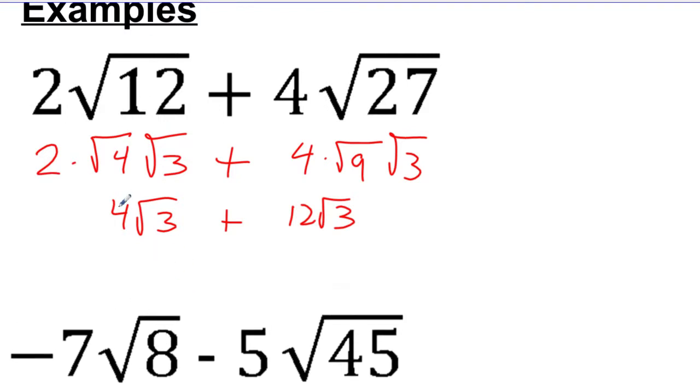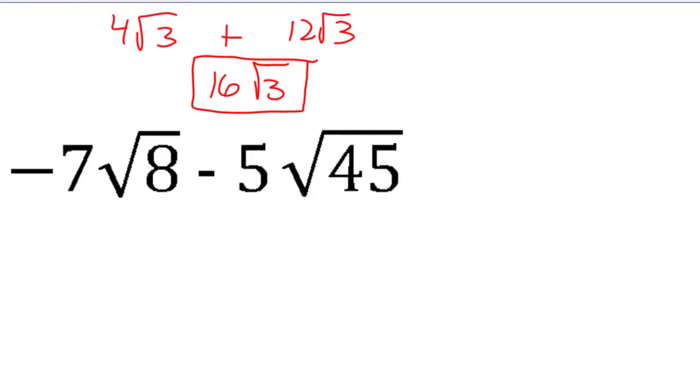So now the way that we're going to add these together is to add together the coefficients. 4 plus 12 is 16. Don't change the radical at all. 16 root 3 would be my sum. Okay, and I can do this the same for subtraction.